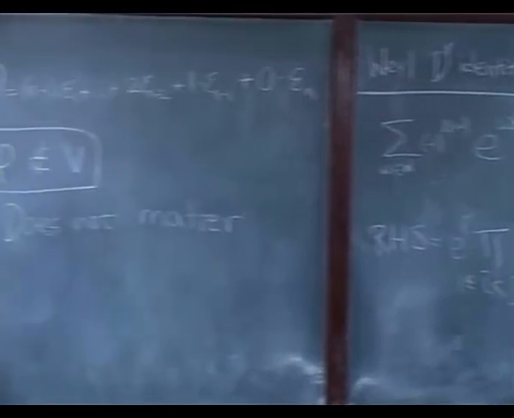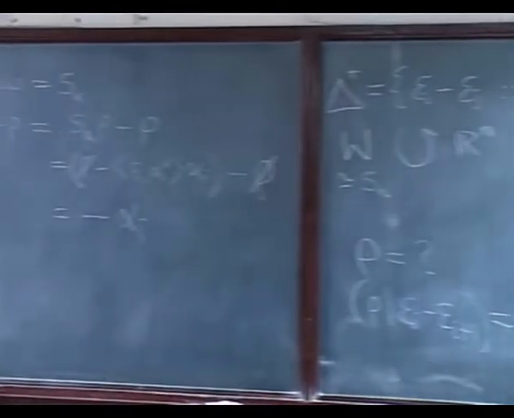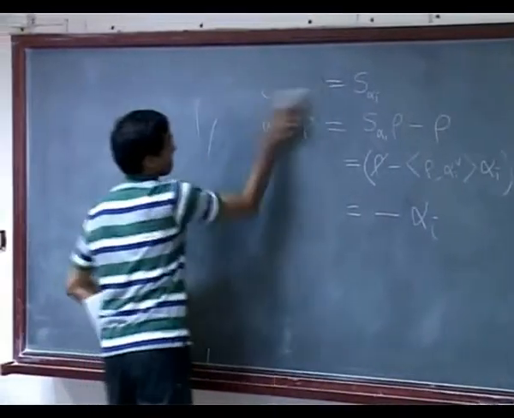That's the reason why I took the e to the rho to the left hand side. So let's compute the sum side of this identity.